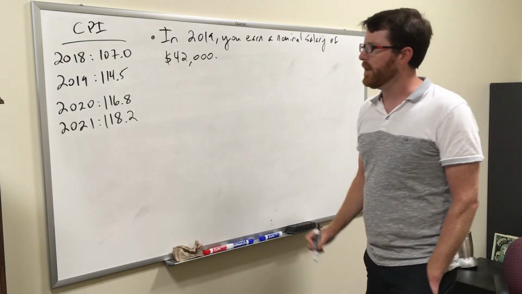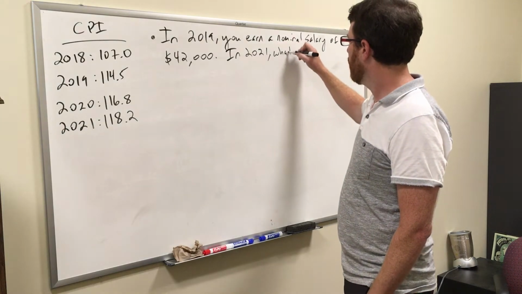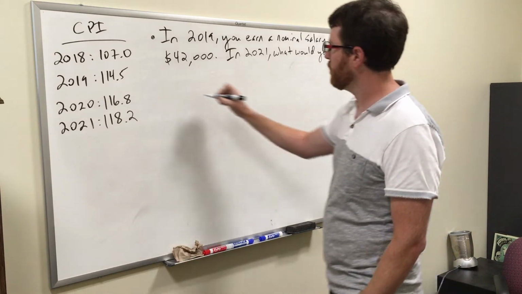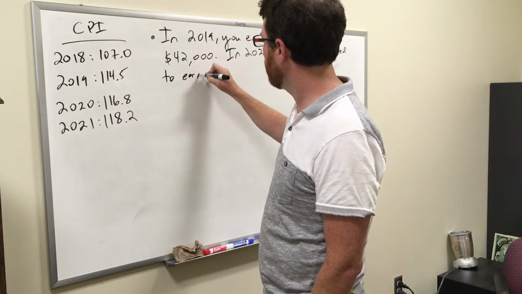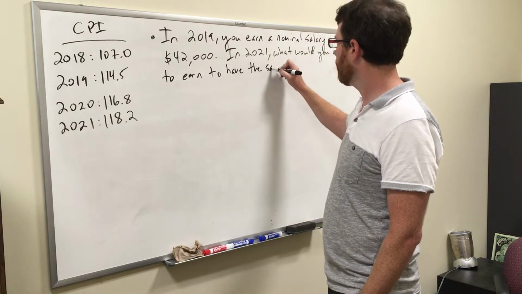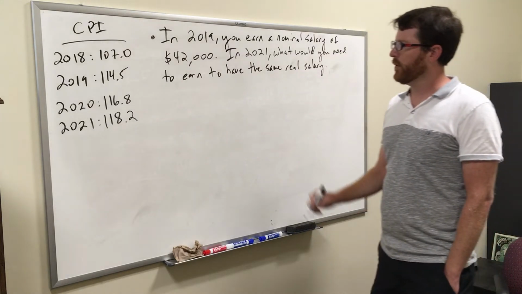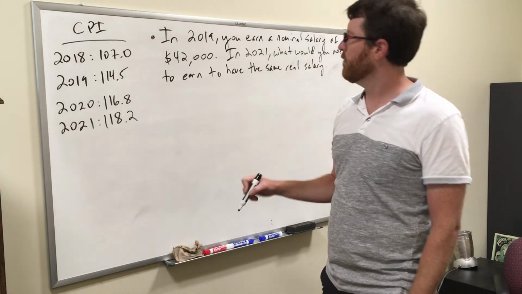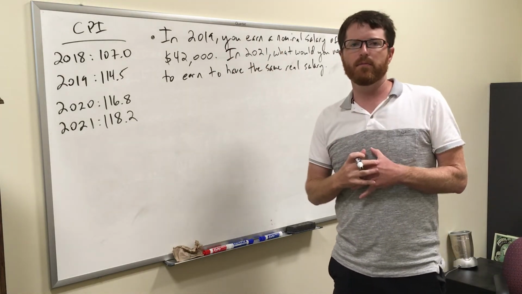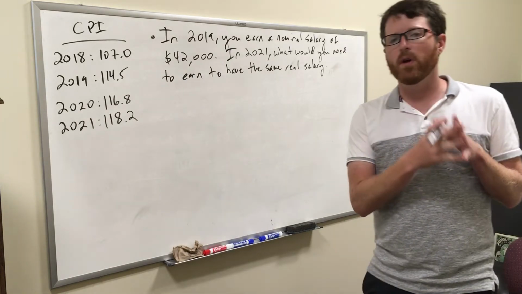Well, then the question would be, in 2021, what would you need to earn to have the same real salary? Okay? So in other words, if you're going to earn 42 grand in 2019, what would you need to earn in 2021 to have the same real income? Okay? And so this is a question that the challenge is setting up that equation correctly.